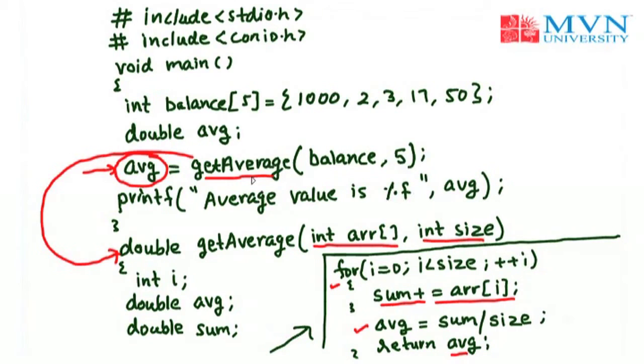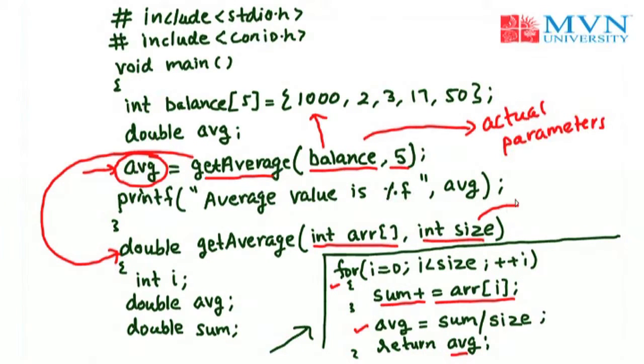So when we call this function, we pass the balance array which we have initialized above, and its size is 5. So these two are the actual parameters and these are the formal parameters. Then in the last line, the value of the average variable is printed using the printf statement. So in this way we can pass an array as a function argument. Let's run this program on Turbo C software.